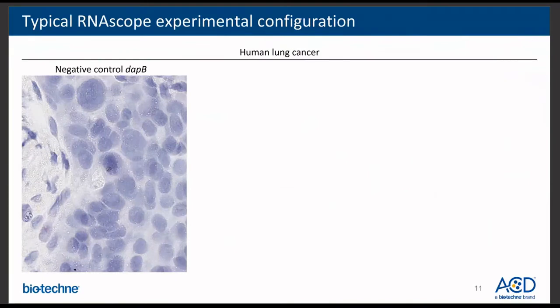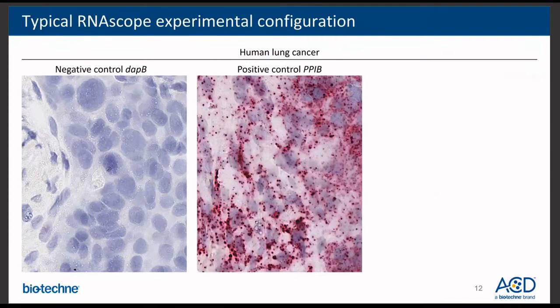Okay, so with that being said, we can move on to our experimental configuration. Before we start staining for the marker, we go through our quality control process with negative and positive controls. Here we have, as an example, a serial section from a human lung cancer sample in which we performed a manual red chromogenic assay.